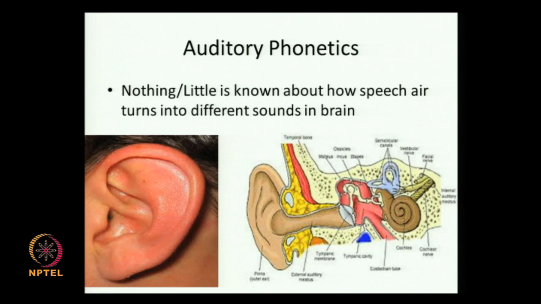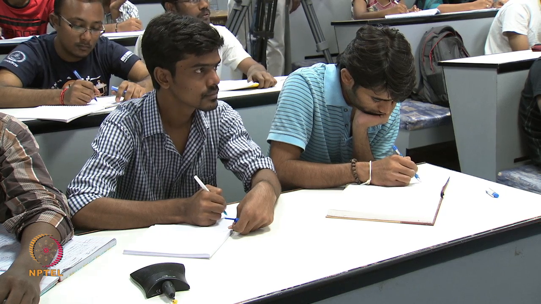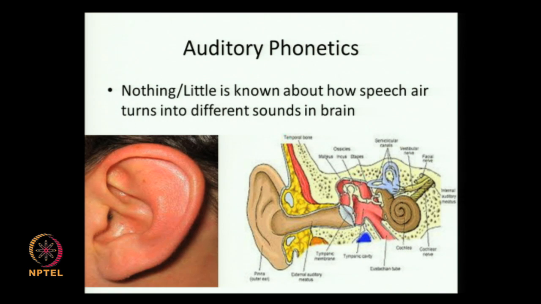The inner ear is a very, very difficult, very complex phenomenon, and you can find it on the net. I'm only trying to draw your attention to the grooves. We know hardly enough about it. We only know that there is a tunnel inside. Speech air comes here, and then here, this thing, the cochlea.